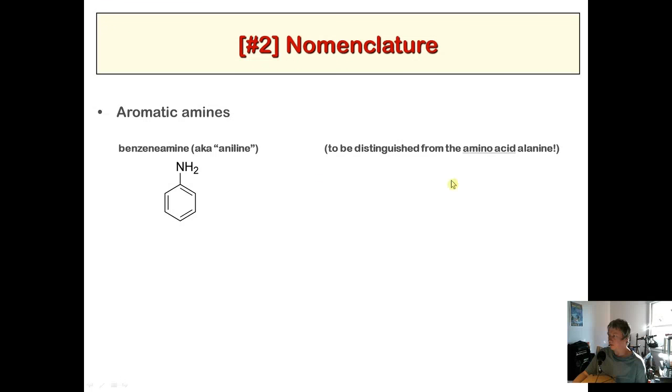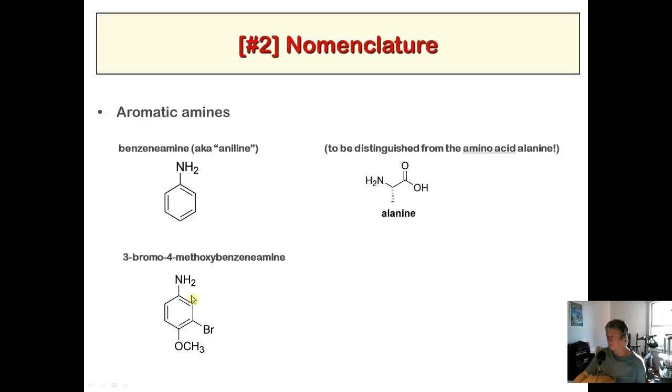And it should be distinguished from the amino acid alanine, which people sometimes mistake. That's alanine. It's an amino acid, one of the building blocks of proteins. 3-bromo-4-methoxybenzene-amine. Well, benzene-amine will be the benzene with the NH2. 3-bromo-4-methoxy should be pretty easy. 1, 2, 3, 4. We alphabetize the substituents, B before M.